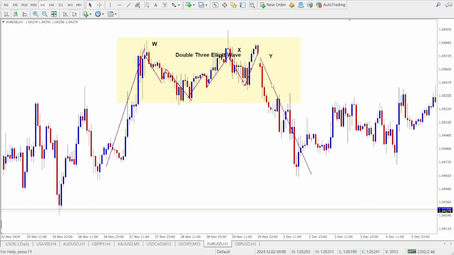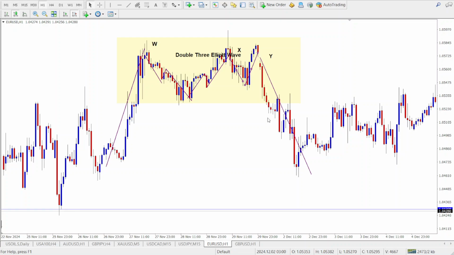Now, apart from that, you also have to pay attention to confirmation, right? While the double three Elliott wave is a great pattern, it's always best to wait for confirmation through other technical indicators or price action. All right, pay attention to your price action and pay attention to any indicator of your choice that you want to use as a confirmation tool. And then finally, make sure you observe good risk management. As with any trading strategy, make sure you have a solid risk management plan in place. The markets can be unpredictable, and using stop loss orders can help protect your account.